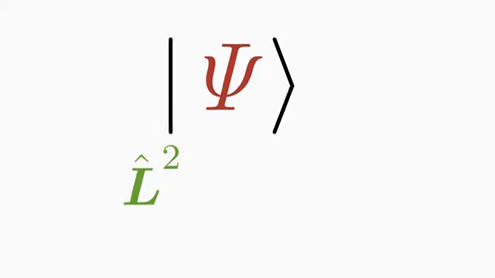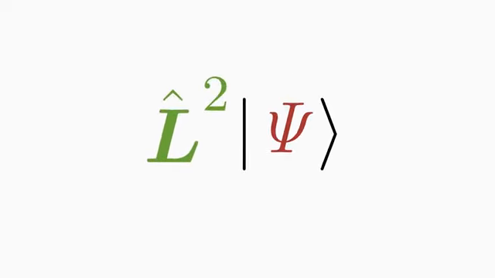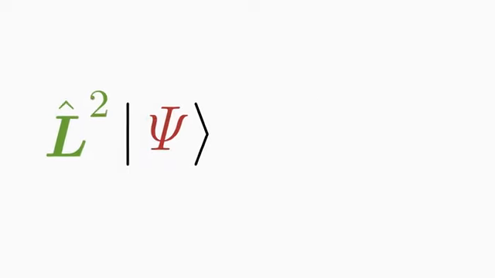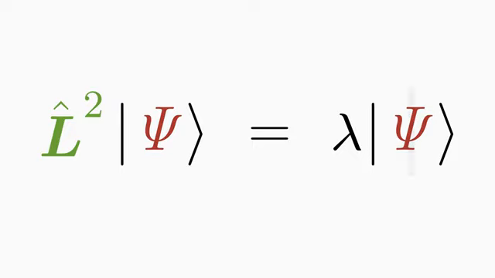Now, if an operator such as L squared is applied to a state that is an eigenstate of that operator, then the result is a scaled eigenstate. That is, the eigenstate psi is not changed at all, but only multiplied by the number lambda. And this number is physically quite special because it corresponds to a possible measured value of this operator. In the case of the L squared operator, this number yields the magnitude of the total angular momentum squared.